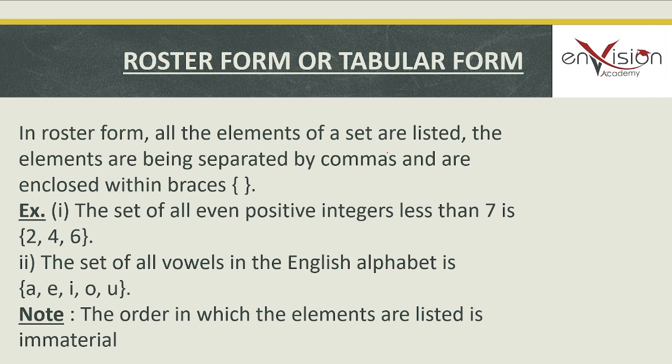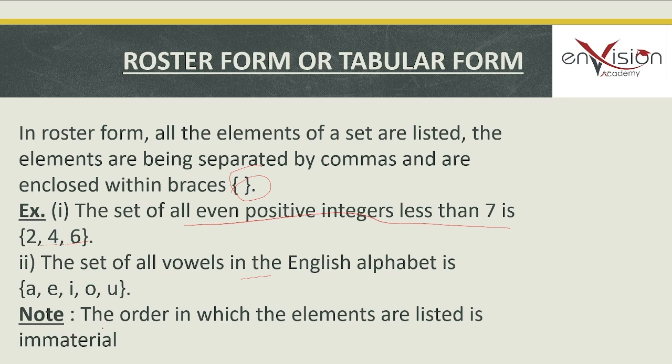In roster form, all the elements of a set are listed. The elements are separated by commas and are enclosed within braces. We use these braces for the representation of any set in roster form. For example, the set of all the even positive integers less than 7: they are 2, 4, 6. We represent them just in braces. So this is the roster form of this set. Similarly, the set of all vowels in the English alphabet is a, e, i, o, u. We represent these vowels in braces as a roster form.